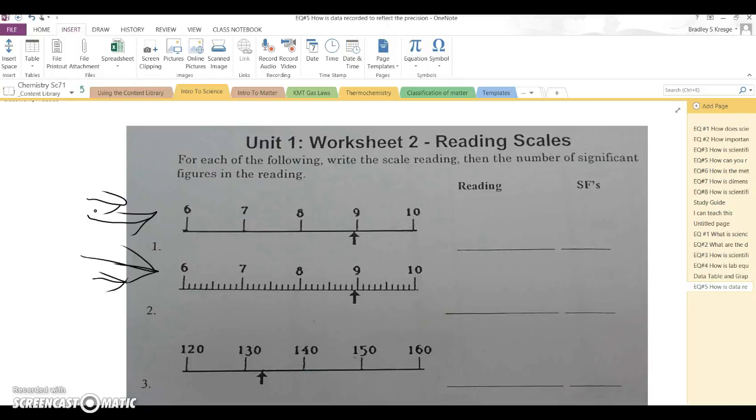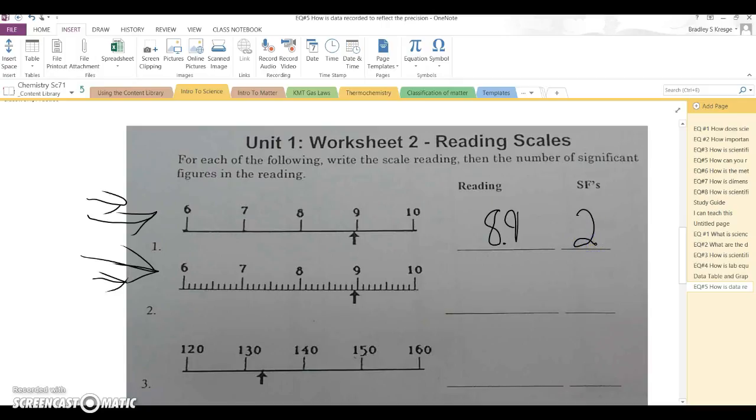So the way I'm going to do that is I am going to write down the digits that I know for sure. A digit that I know for sure is anything that I have a marking for. So I have a marking in the 1's position, and this line here, the arrow, is not quite to 9, so it's in the 8. So I'm going to write 8 point, and then I'm going to make one guess. There is not a marking in the 10th position, so I will guess that to be 8.9. And if I count my number of significant figures, that's 1 in the 1's position and 1 in the 10th position. So there are two significant figures.